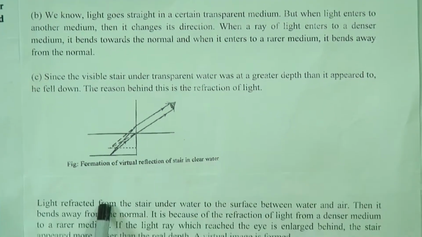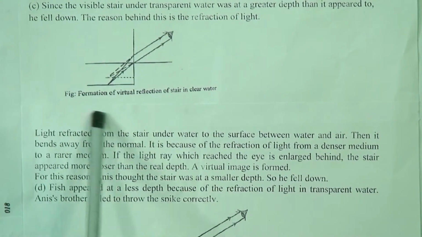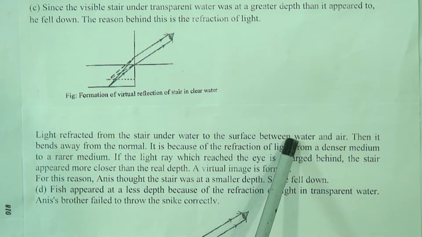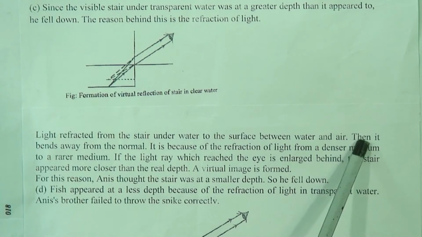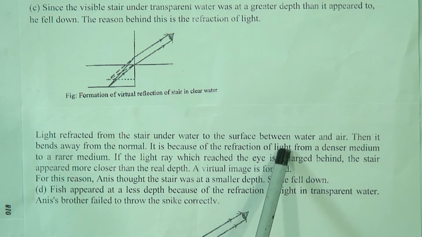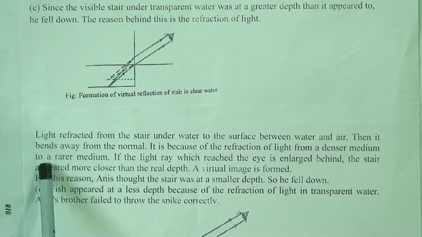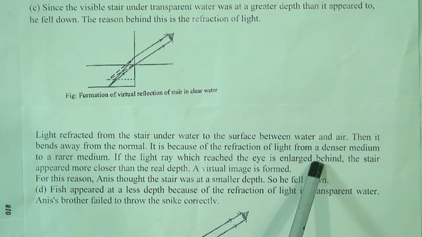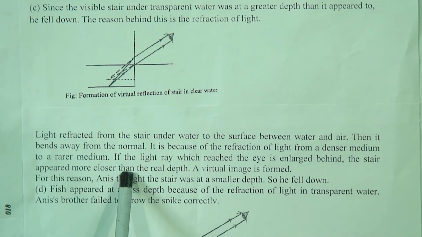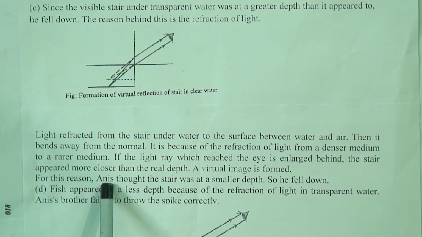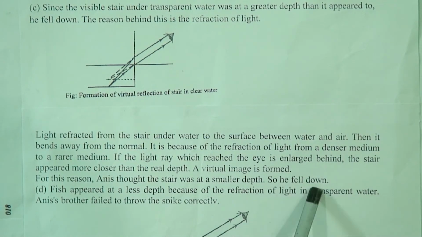You have to draw this picture, dear students, for answering this question. Light reflected from the stair underwater to the surface between water and air, then it bends away from the normal. It is called the refraction of light from the denser medium to a rarer medium. If the light ray which reaches the eye is extended behind the stair, it appears closer than the real depth, a virtual image is formed. For this reason, Anis thought the stair was at a smaller depth, so he fell down.